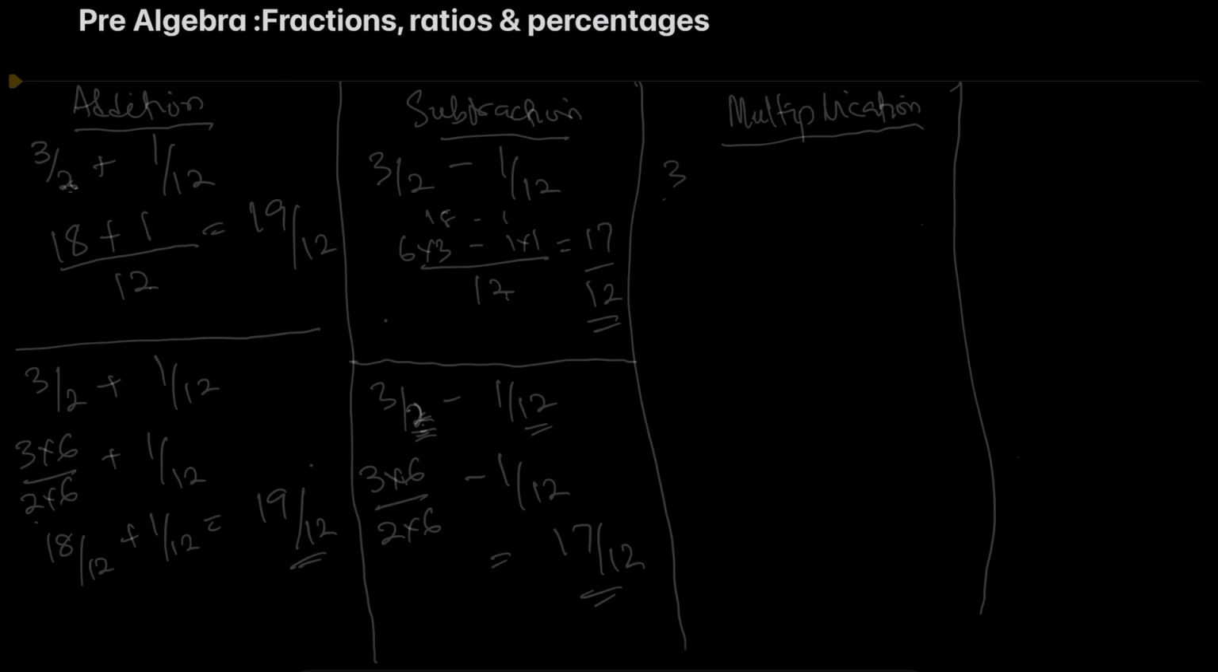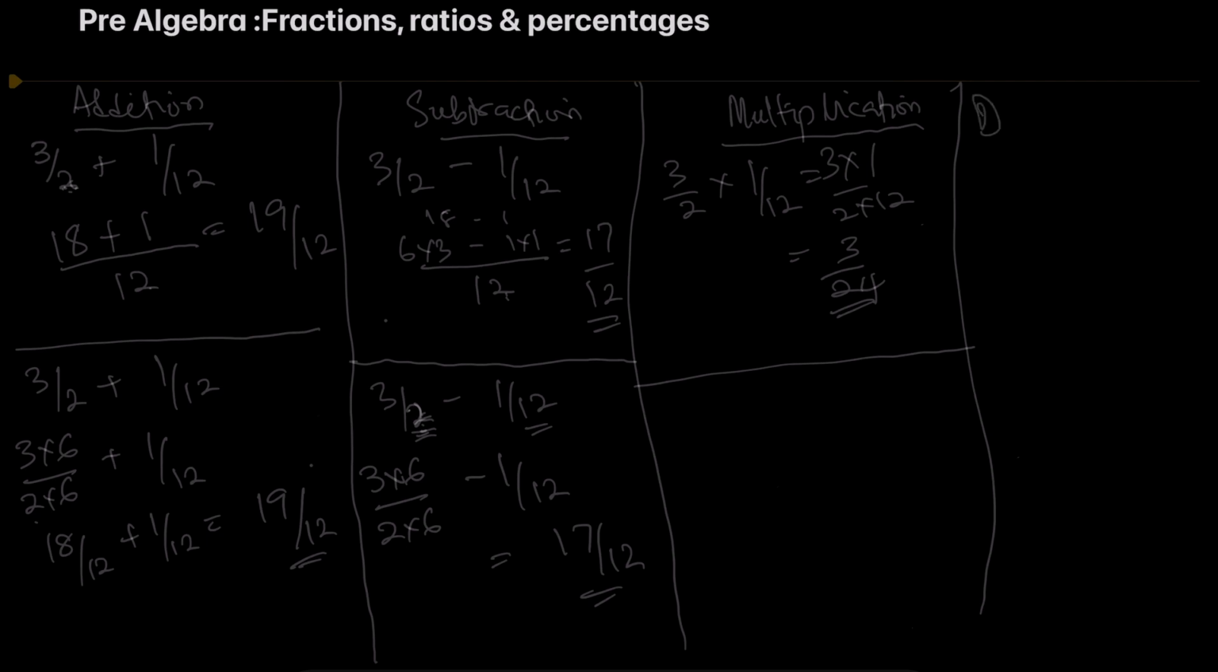So let's just go. We have 3 all over 2 times 1 all over 12. So here you say 3 times 1 and 2 times 12. So here you have 3 all over 24. You don't have a second formula here, but I will later show you how you can simplify this number. But let's just keep it like this for now.